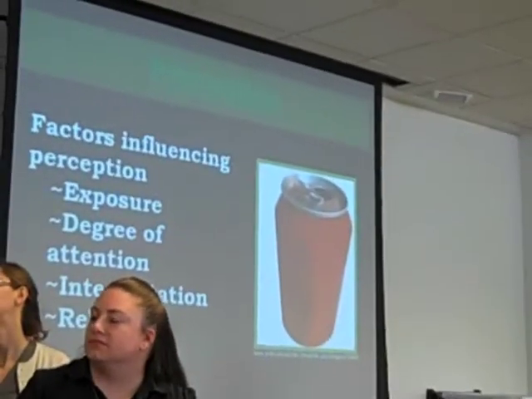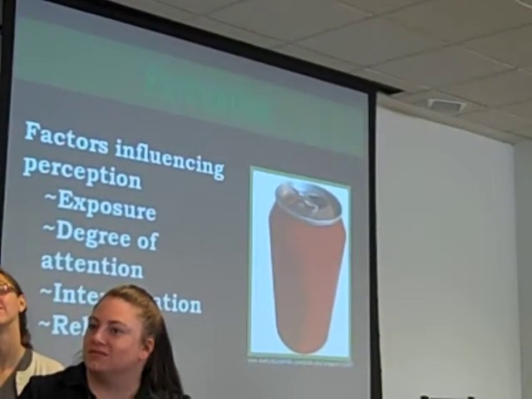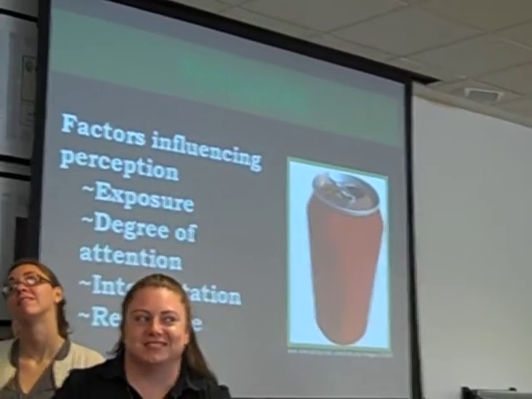Interpretation affects perception because it involves how much sense is made of a particular stimulus. In this picture, you see a red aluminum can. What would most of you categorize it as? Does perhaps a red Coke can come into mind? Well, that's how your interpretation would probably affect your perception.